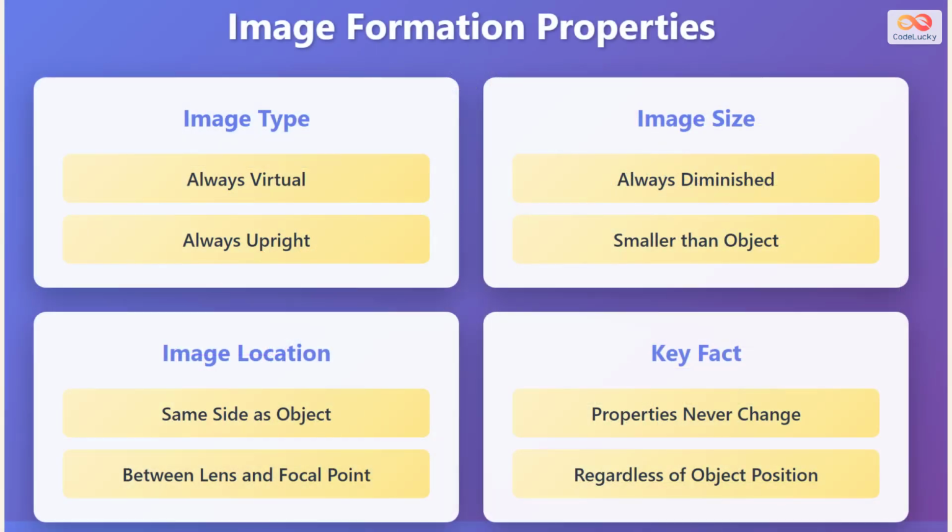Diverging lenses have a remarkable property. They always form the same type of image, no matter where you place the object. The image formed is always virtual, meaning it cannot be projected onto a screen. It is always upright, which means it has the same orientation as the object. The image is always diminished, or smaller than the actual object. And finally, the image is always located on the same side of the lens as the object, between the lens and the focal point. What makes this truly special is that these properties never change, regardless of how far or how close the object is to the lens.